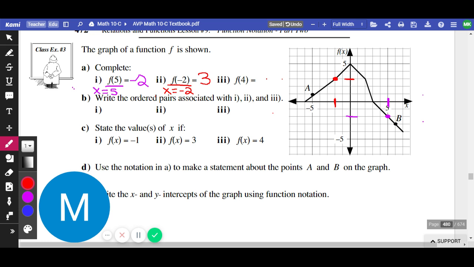I'll give you about 10 seconds to try the next one. So this is an f of 4. So see if you can find the output when the input equals 4.